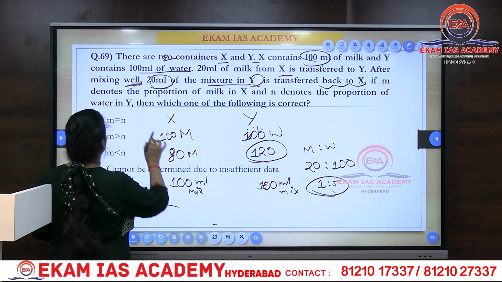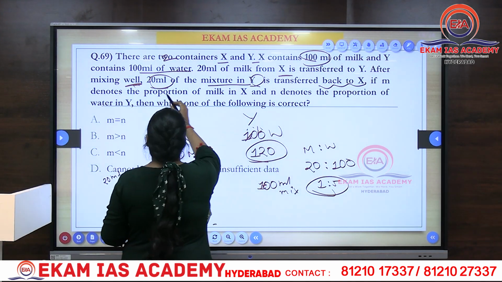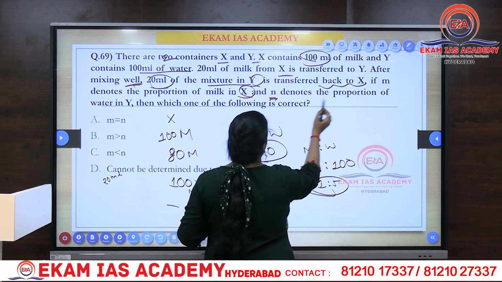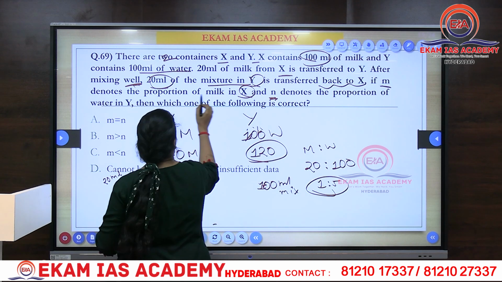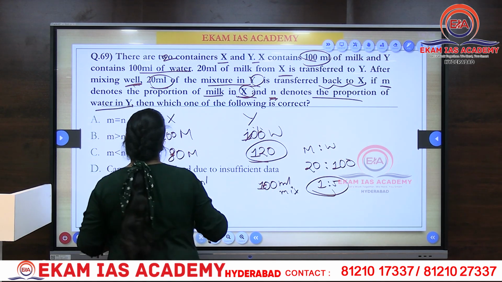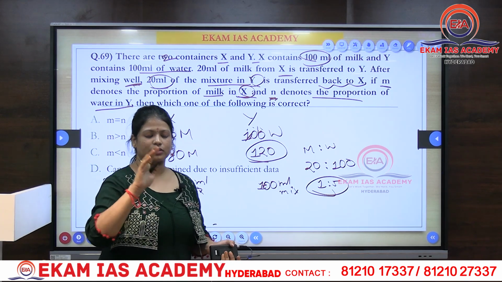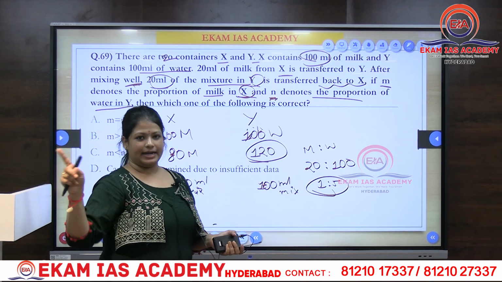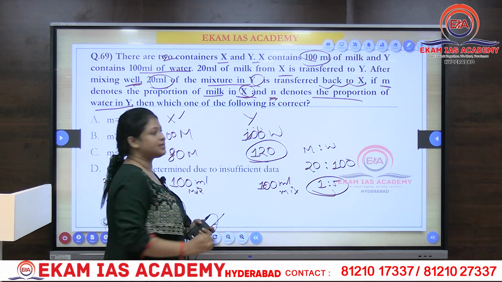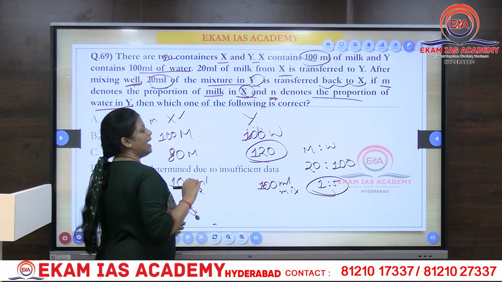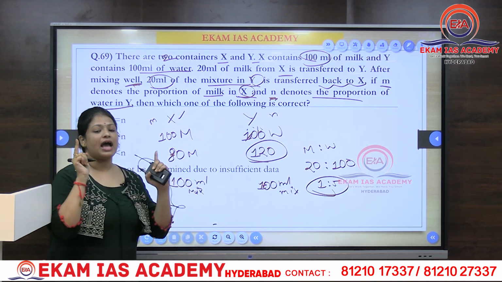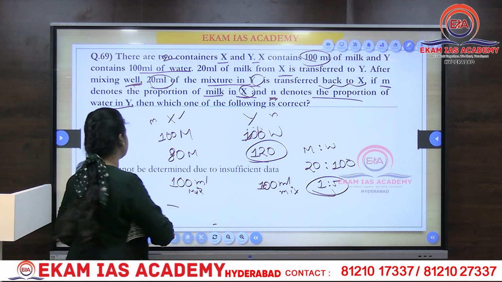okay, in the question what is asked? If the proportion of milk in X is M, and N denotes the proportion of water in Y. So they have taken two variables M and N. M is the proportion of milk in the container X. I'll write it here. And N is the proportion of water in the container Y, and we have to compare both of these values.